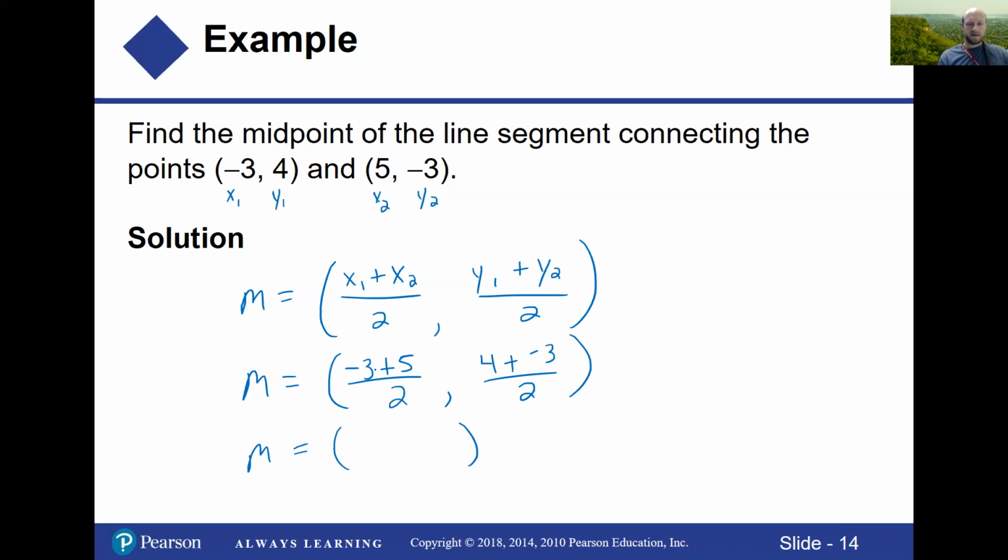That's going to give us -3 plus 5 is 2, divided by 2. 4 plus -3 is 1, divided by 2. So the midpoint there, 2 divided by 2 is 1, and we just keep the 1/2. So this is your answer.